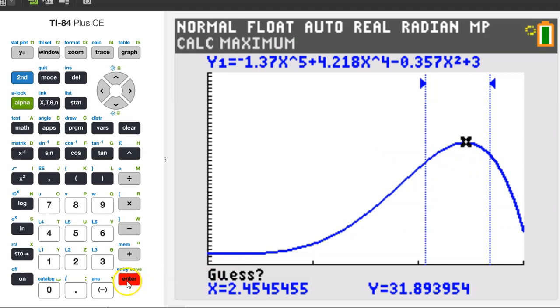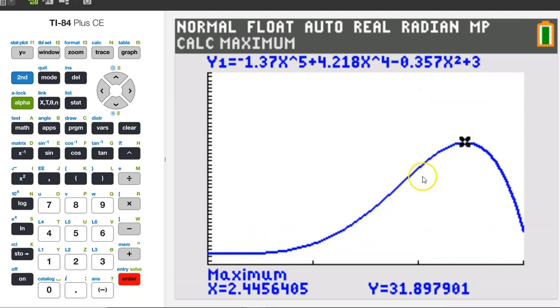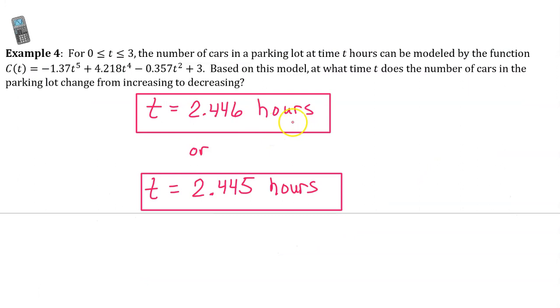And hit enter. So the number of cars changes from increasing to decreasing at time t equals 2.446. Let's not forget the units, very important. So at t equals 2.446 hours, or the College Board will accept t equals 2.445 hours. They don't care if you round or truncate, as long as it's accurate to the third decimal place.